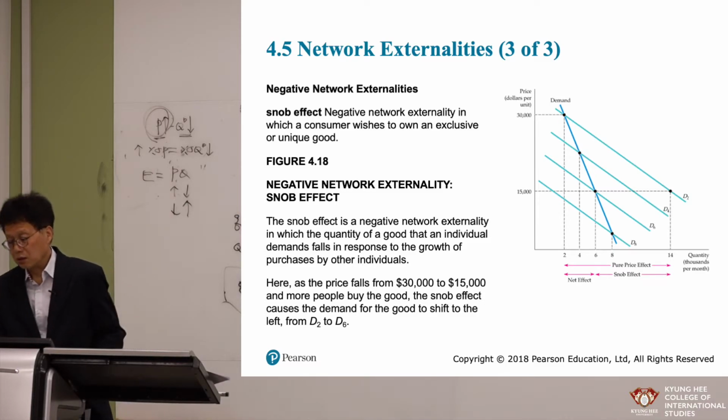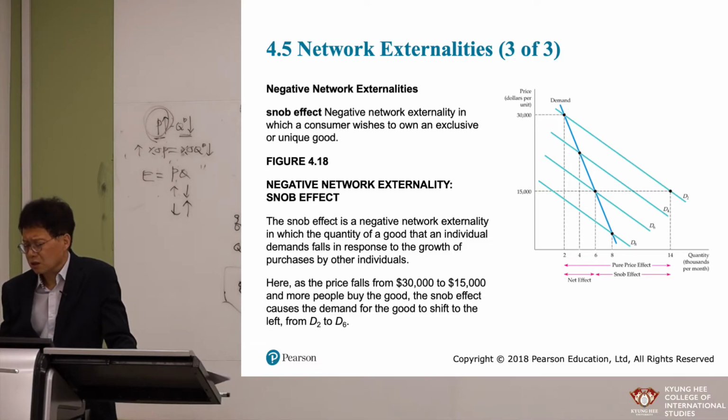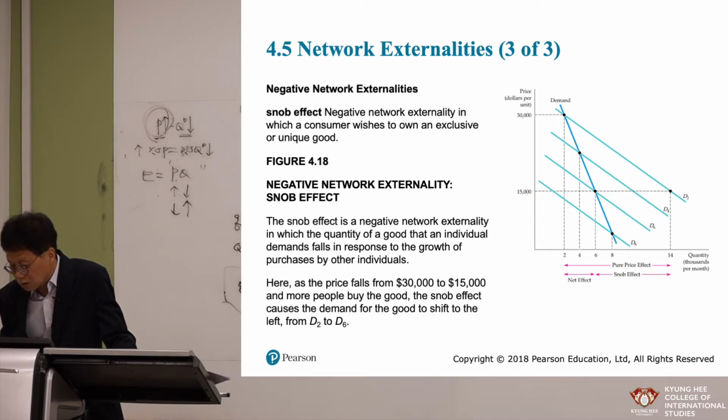But lots of guys consume this. So some consumers do not want to consume this one anymore. So the demand curve shifts from here to here. Okay? D2 to D6. Then what happened?